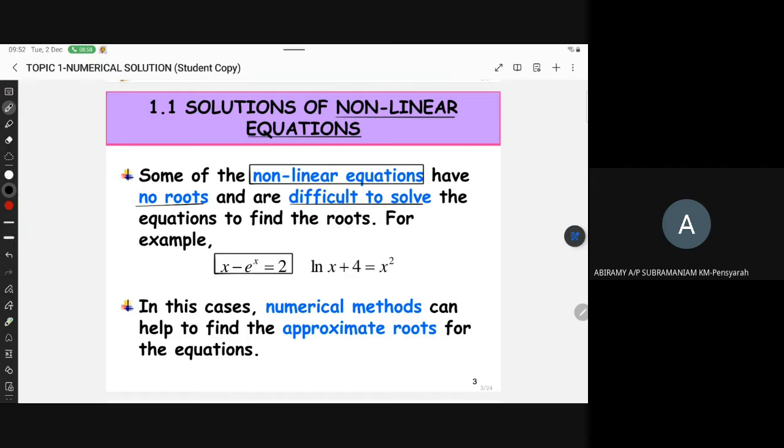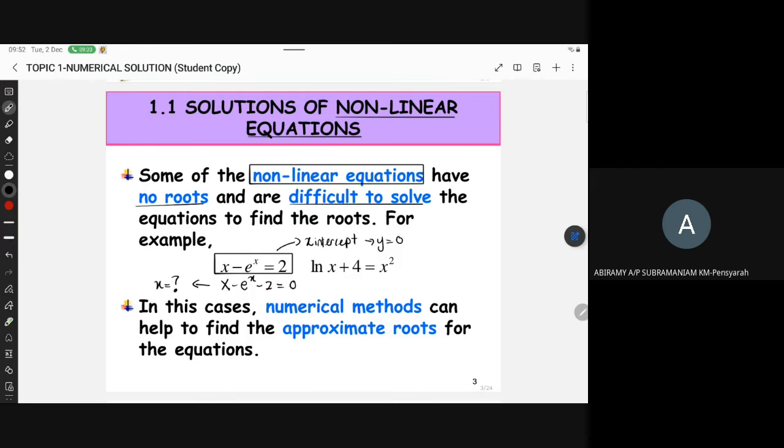You need to understand that when they say finding the root, they are actually asking you to find the x-intercept. So when we are talking about roots, we are talking about the x-intercept. When does the x-intercept occur? When y is 0. So in this example, x minus e^x minus 2 equals 0. Solving for x will give us the root.